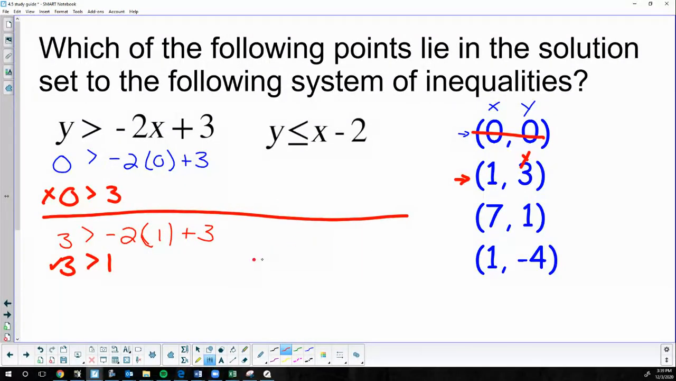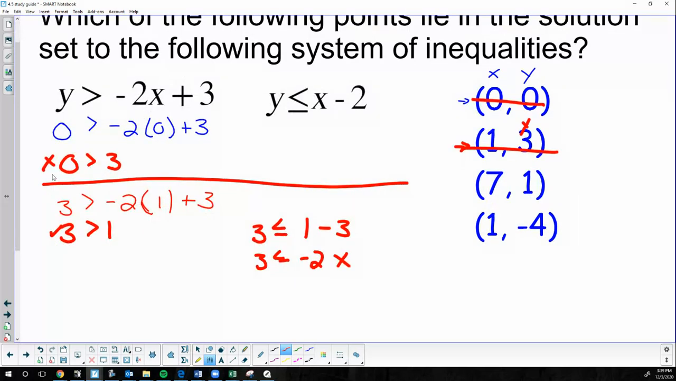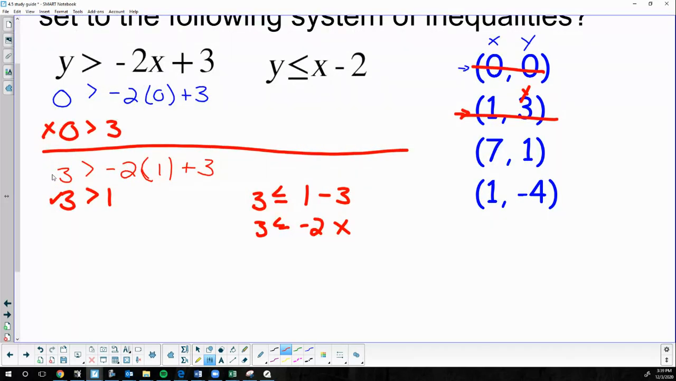So we'll do it again. 3 is less than or equal to, instead of x, I put a 1 minus 3. In your calculator, you would get 1 minus 3, which is negative 2. Is 3 less than or equal to negative 2? No. So it's got to be true for both. So sometimes you'll get it right on the first time. Sometimes you'll have to test it more than once, but this is what we're going to do. So then we're going to test the third one.